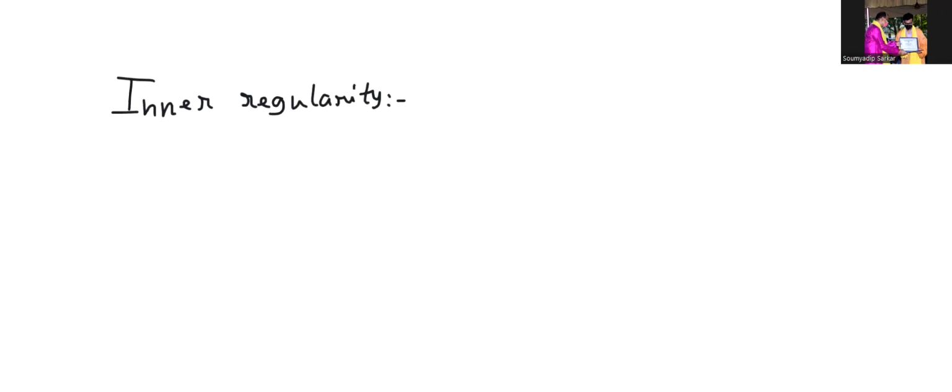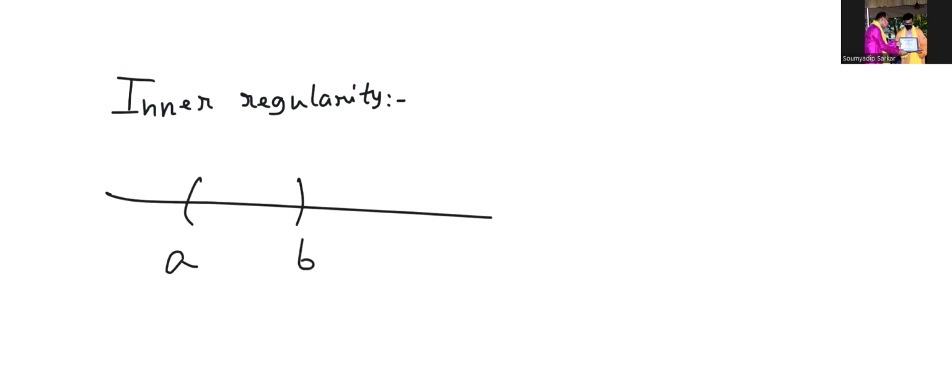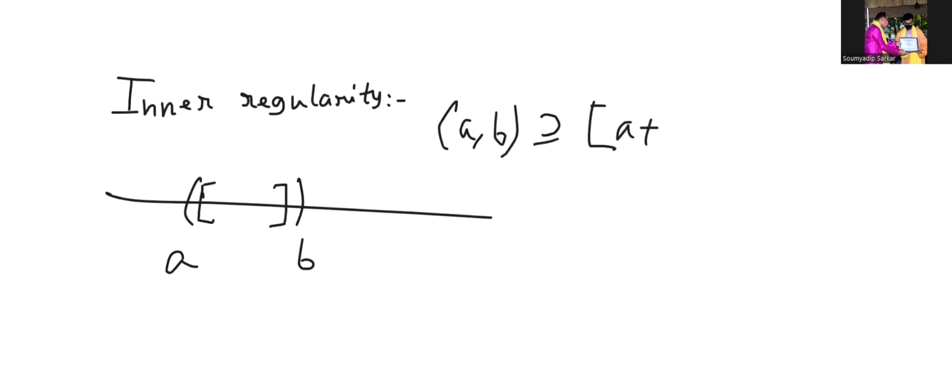So again, let's say I take an open interval, let's say AB, and then I can take a closed interval inside it, which is obviously closed and bounded. So this open interval AB contains the closed interval, I can say a plus 1 by n and b minus 1 by n. I'm allowing this error to be 1 by n on both sides.